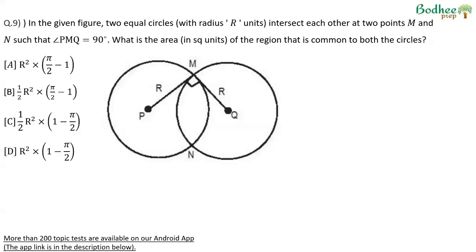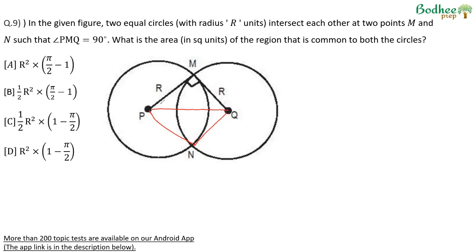In the given figure, two circles with radius r intersect at points M and N. Angle PMQ is 90. What is the area of the region common to both the circles? What we do is we join PN, we join QN, we join PQ as well.